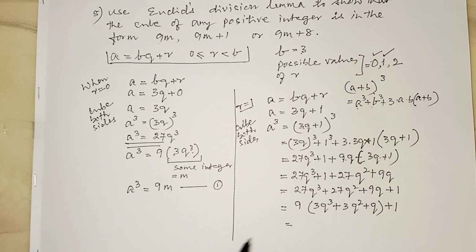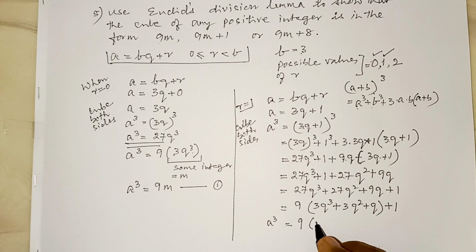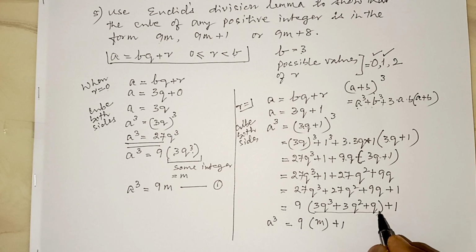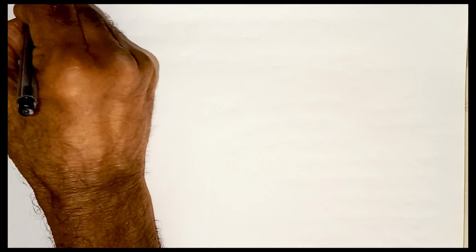Now this will be equal to, we are talking about A cube, 9 into m plus 1. I will tell you how. The whole thing, whatever you see in the bracket, is some integer which we want to represent by the letter m. Therefore, A cube becomes 9m plus 1. This is case 2. Value of R as 2.